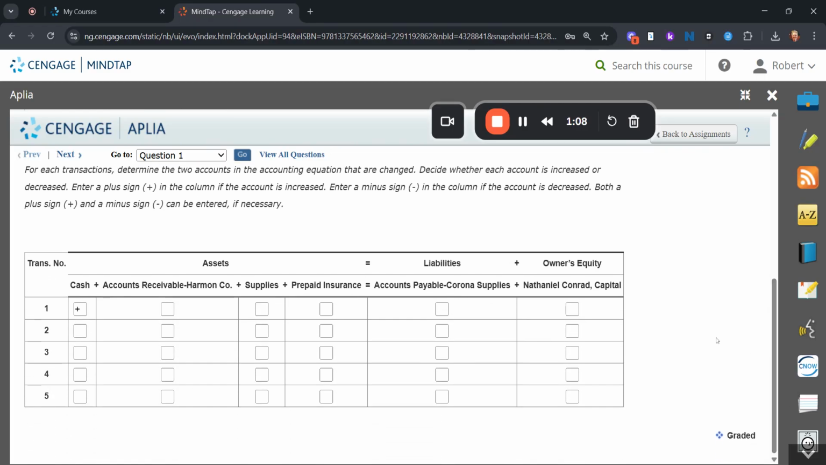The business received that cash from a sale. Sales count under owner's equity. So now the business has received cash. So that's an increase in value for owner's equity.